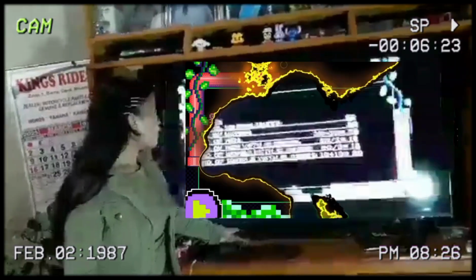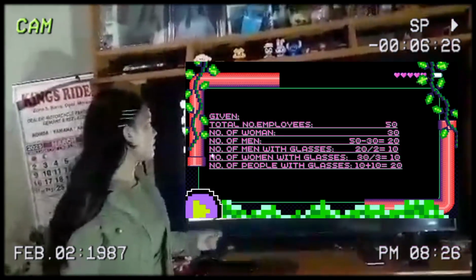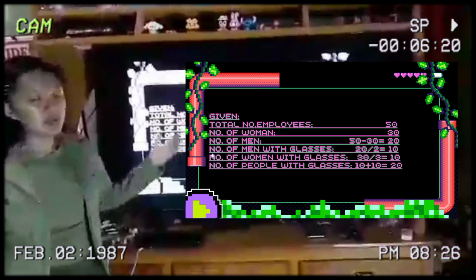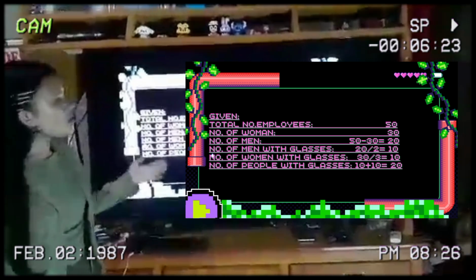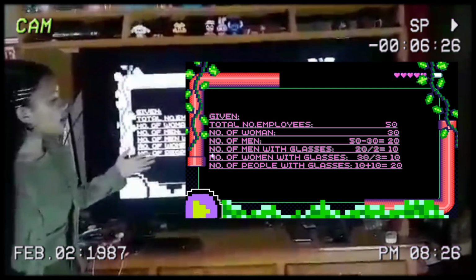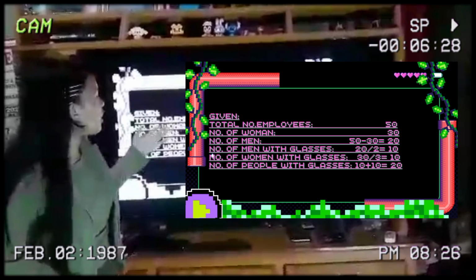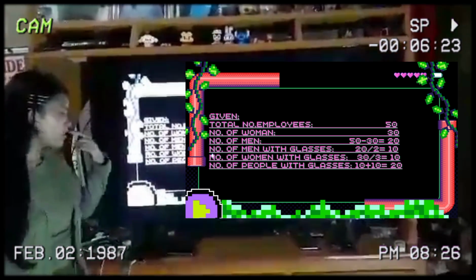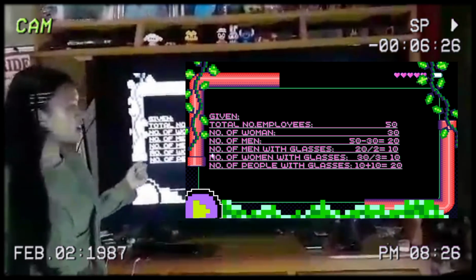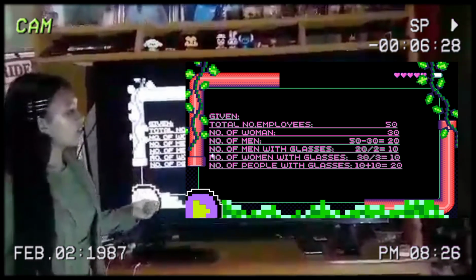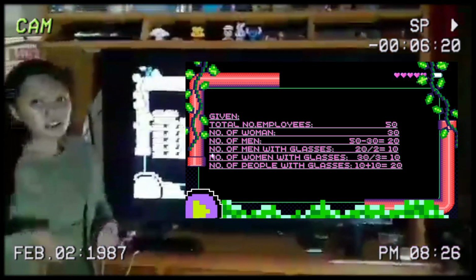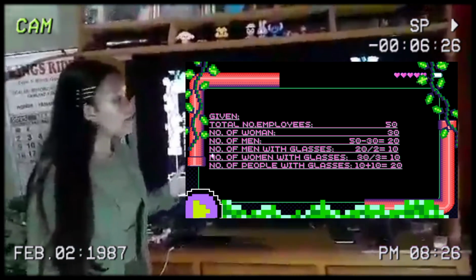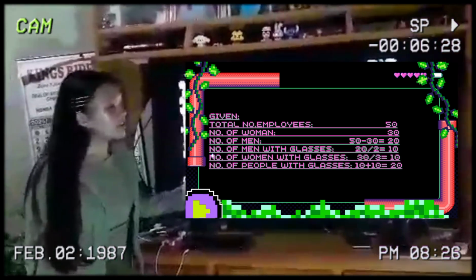To solve the problem, let us first determine the given. The total number of employees is 50, while the number of women is 30. Then, the number of men is the total employees minus the women. So, 50 minus 30 is equal to 20. Then, the number of men wearing glasses, we just divide the total by 2, since the given says that half of the men wear glasses. So, 20 divided by 2 is equal to 10.